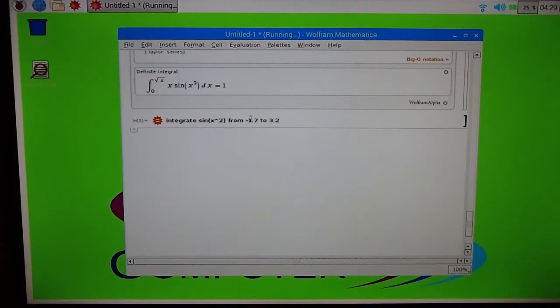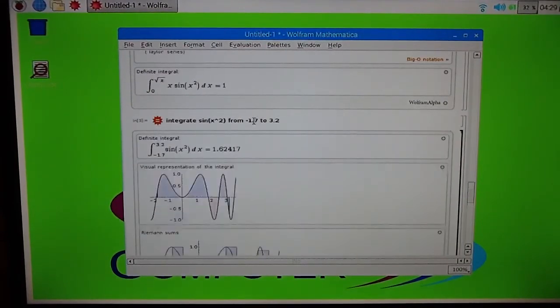Now, normally, you would have to find an antiderivative of this and then evaluate it at the limits to get the answer. And it comes back and it tells us, here's the answer, the definite integral from minus 1.7 up to 3.2 of sine of x squared is 1.62. Now, if you're an engineer or physicist or whatever, and you wanted the answer, this is the answer. You got it. You say, well, what if I didn't have a tool like this? Well, then you'd have to find an antiderivative. And that sounds easy enough.